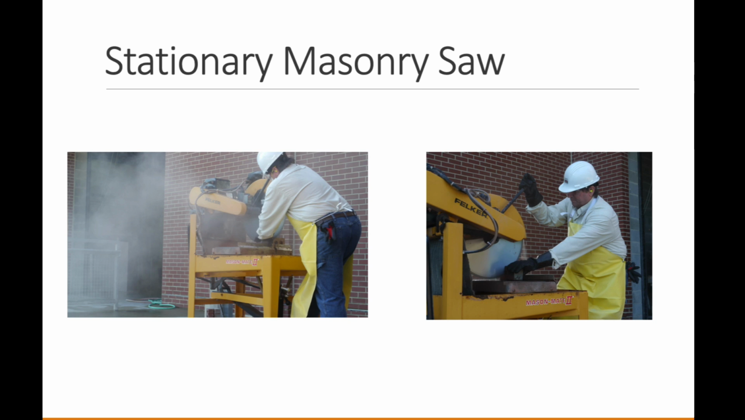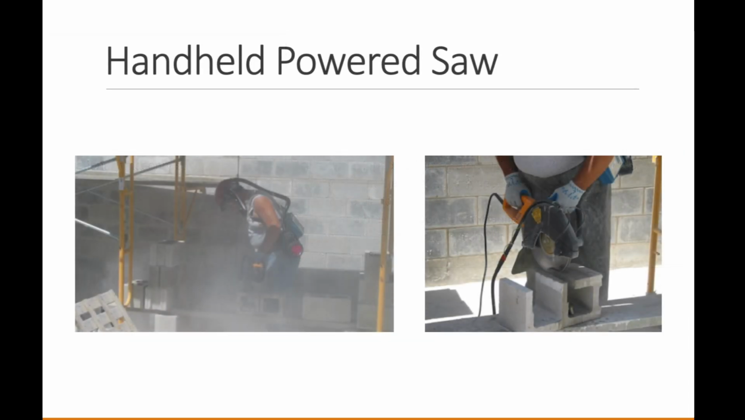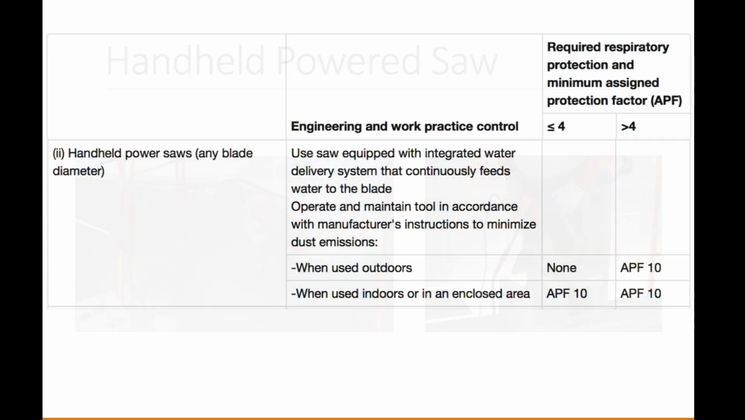Here are some examples spelled out in the regulations. Stationary masonry saws. And in the rule, it tells us what kind of protection you need to have, and what engineering and practice controls you must have in place. Another example is handheld powered saw. After that, it tells us again what we need to do to protect ourselves when you're outdoors or indoors.